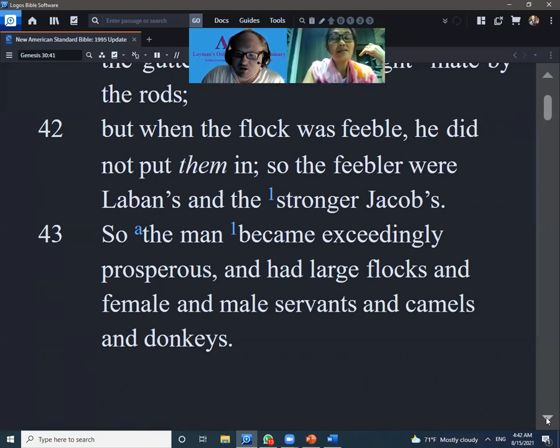So the man became exceedingly prosperous and had large flocks and female and male servants and camels and donkeys.